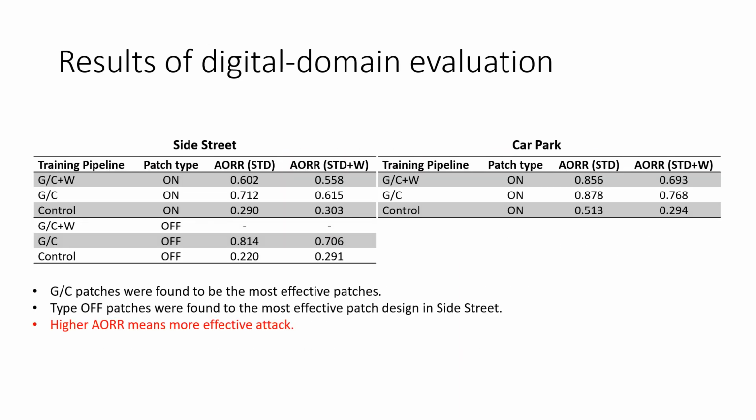Our quantitative results also support this. Notice that patches optimized with only geometric and color space transformations were shown to be the most effective patches, which indicates the lack of value in performing weather transformations in the patch optimization process. Also notice that type off patches were found to be the most effective patch design in the side street scene.